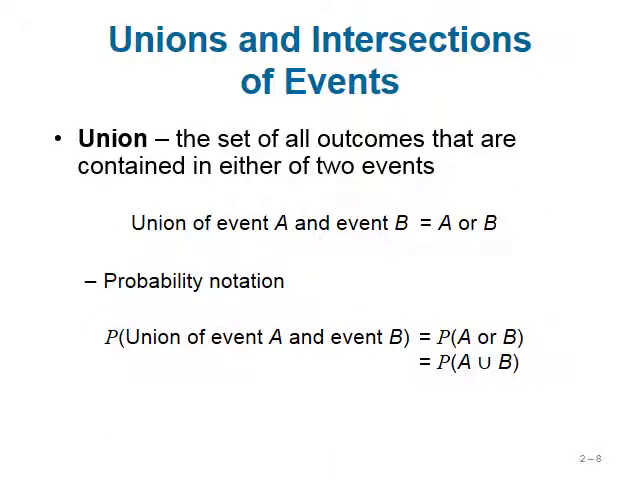A union is the set of all outcomes of either of the events. So we are interested in the probability of A or B. The symbol for a union looks like a lowercase u.